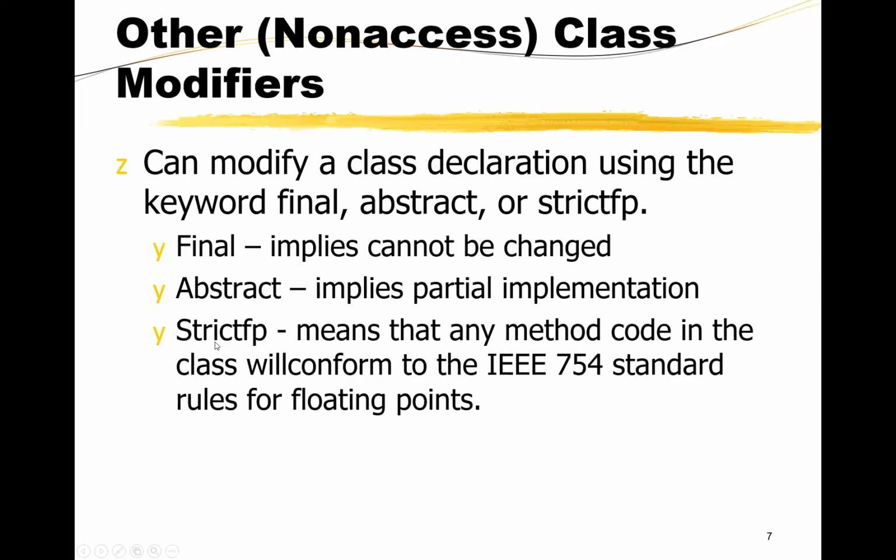If it is strictfp, it means this class will conform to the IEEE 754 floating point standards. Therefore, a class can be declared final, abstract, or strictfp. The String class is a final class. Abstract classes can have abstract methods. If it is strictfp, any method in the class will conform to the IEEE 754 standards. So you can have final, abstract, or strictfp for classes.